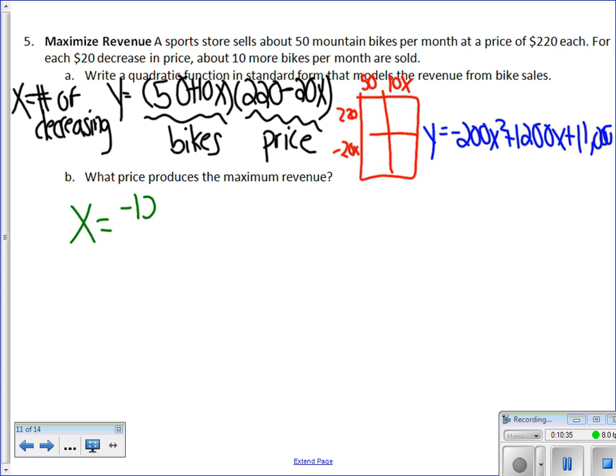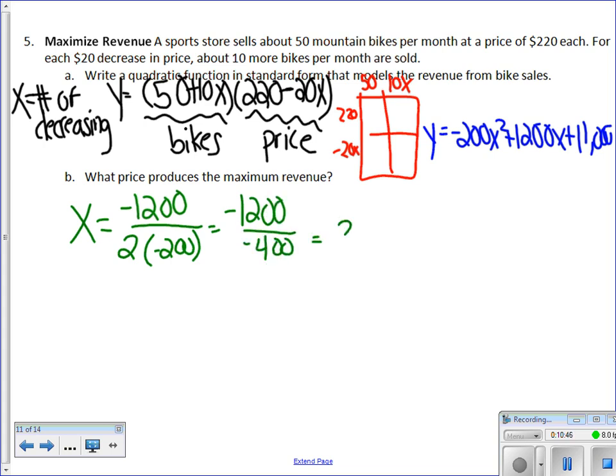So we do the opposite of b over 2 times a. So we get 1,200 over negative 400, which gives us a positive 3 decreases. So we're going to decrease our price by $20 3 different times.